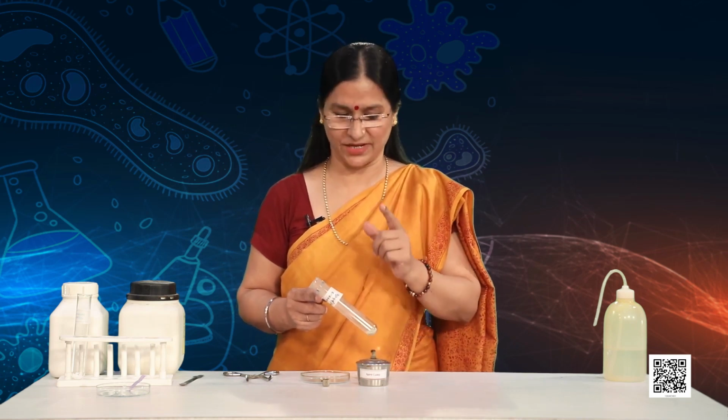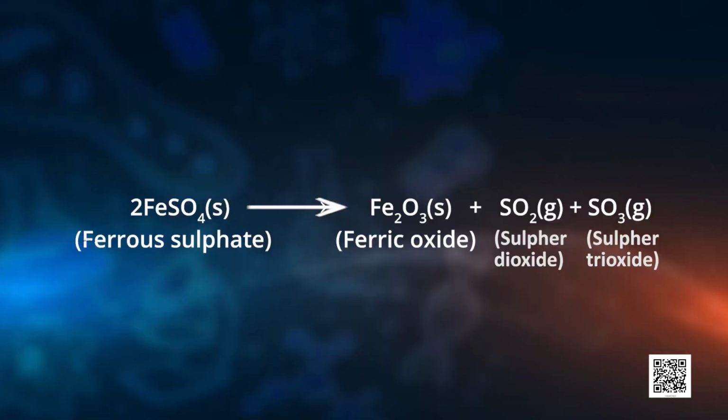This process can be represented by the chemical equation you can see on the screen. Ferrous sulfate is shown decomposing into ferric oxide, sulfur dioxide, and sulfur trioxide. Ferric oxide, as you can see, is solid, while SO2 and SO3 are gases.